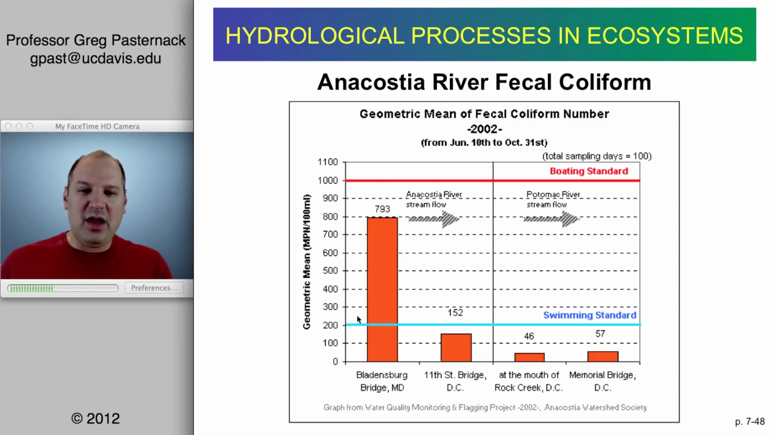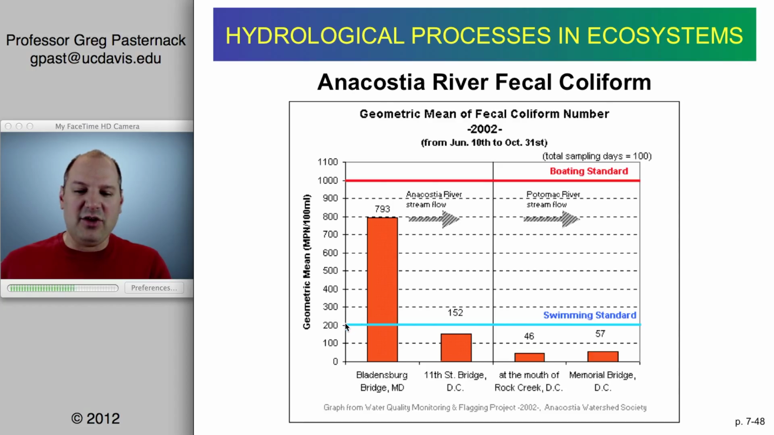This is a metric of essentially poop in the river, geometric mean of fecal coliform. So fecal coliform is associated with human feces. And what you can see here are these amounts, first shown in the Anacostia River from upstream to downstream, and then the Anacostia River connects to the Potomac River, so we can see the Potomac River at the mouth of Rock Creek and at Memorial Bridge. So as you go downstream, there's definitely a strong dilution effect.